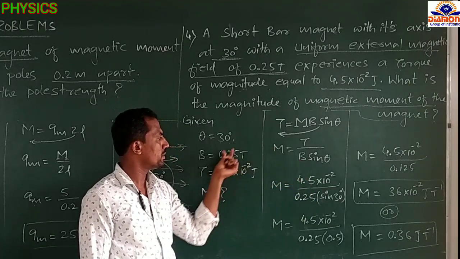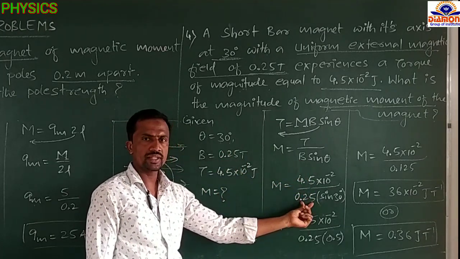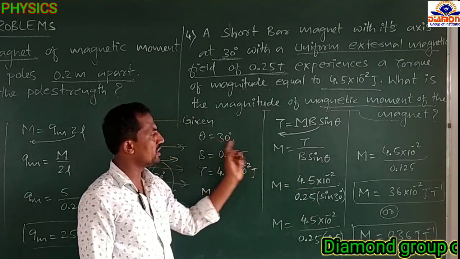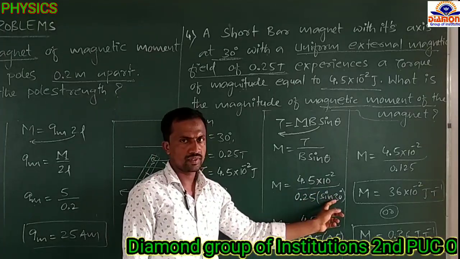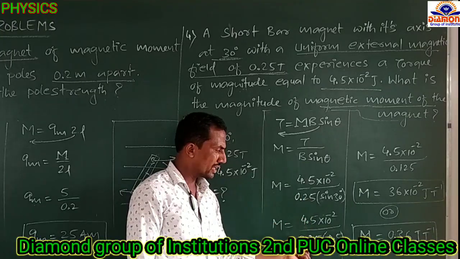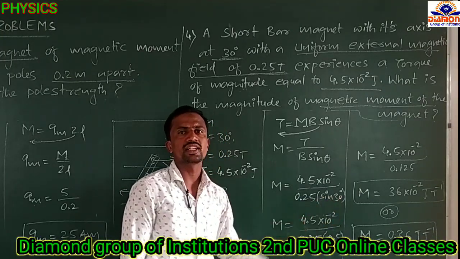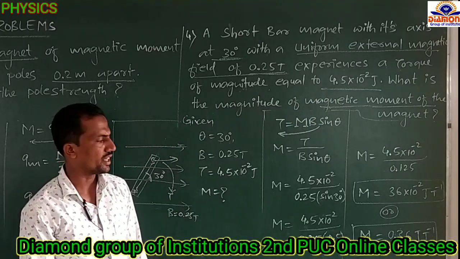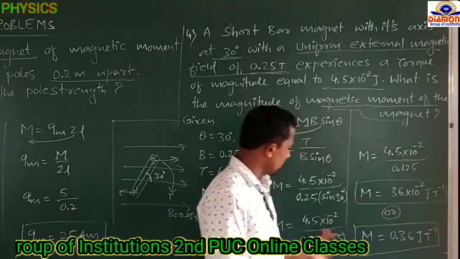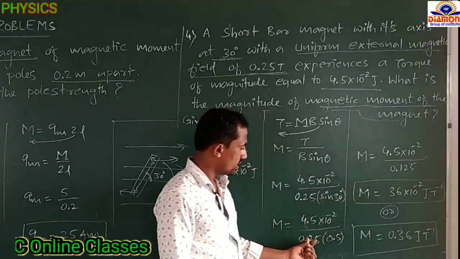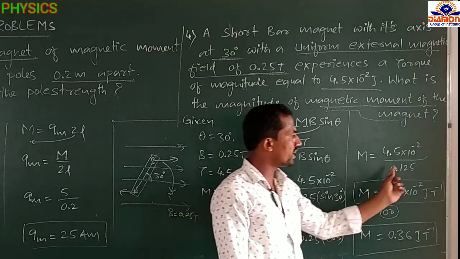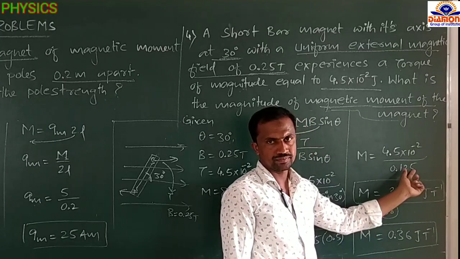B, magnetic field. Magnetic field value is 0.25. Sin theta, sin is as it is. Theta value is 30 degree. Next, m is as it is, torque value is as it is, magnetic field value is as it is, sin 30 degree, its value is 0.5. Then 0.5 into 0.25, we are multiplying these two values, then we get 0.125.